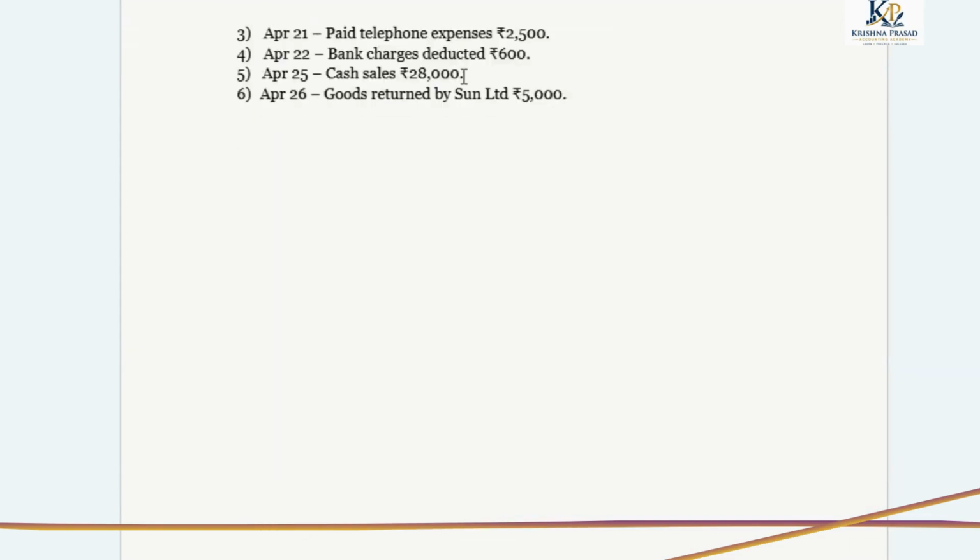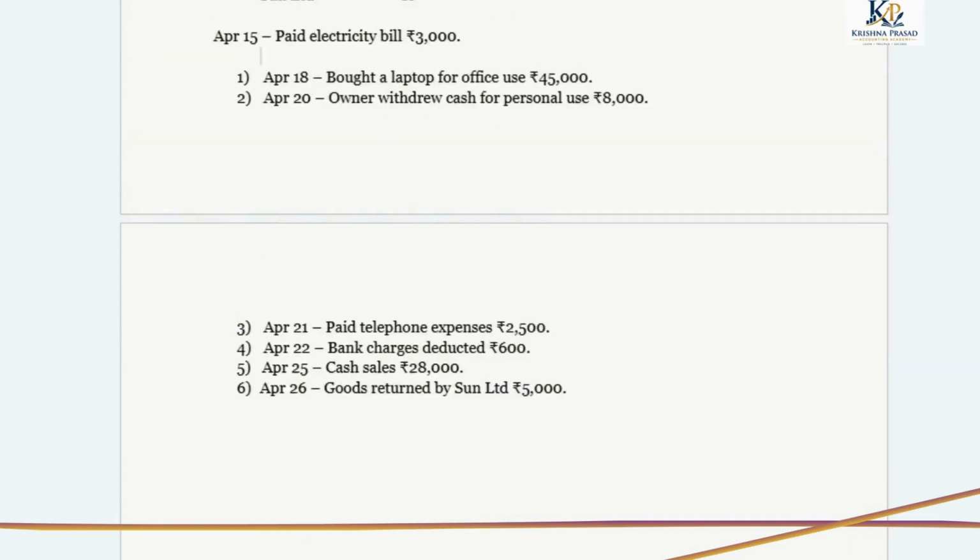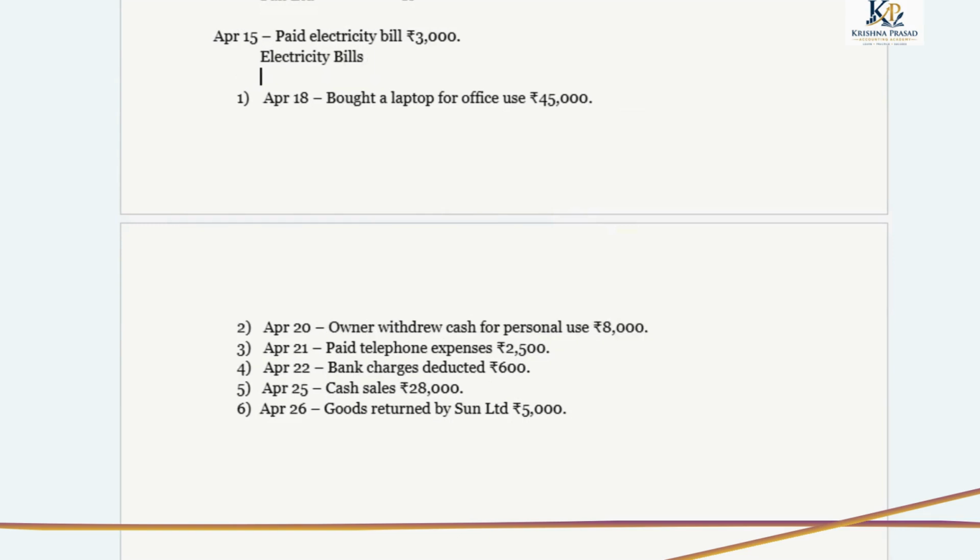Next, paid electricity bills. So we have the electricity bills and cash account. Electricity bills is an expenditure. Expenditure means it will come under nominal account. What is the nominal account principle? Debit all expenses and losses, credit all incomes and gains. So that means we need to debit electricity bills.